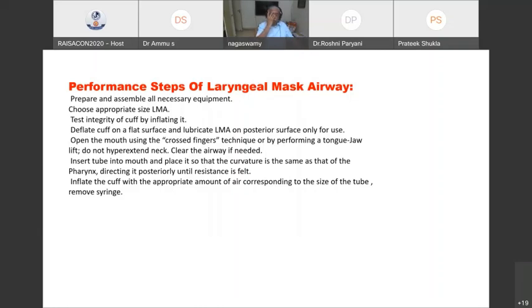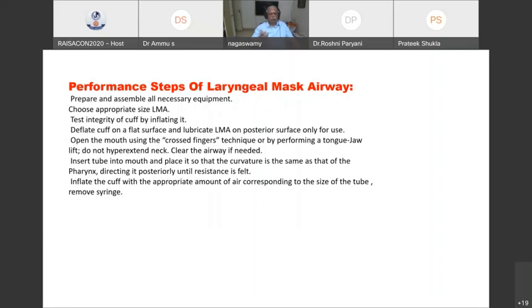So now the recommendation is, whatever size you use, you keep inflating until your reservoir bag becomes adequately filled. Then you squeeze the bag and listen for any leak sound. If there is no leak, just leave it at that. Then again, after squeezing, the reservoir bag should immediately fill up nicely. So these are the 3 points that you have to look for.